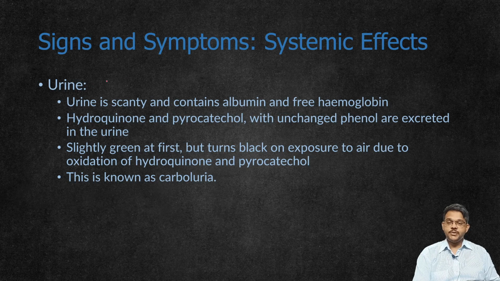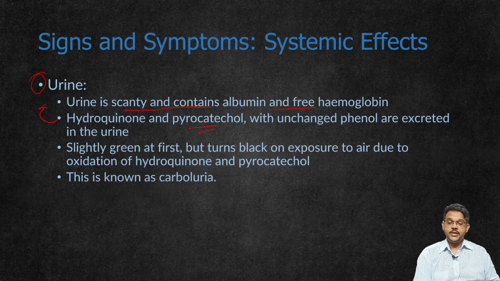Coming to symptoms related to the kidneys, urine is the main route by which phenol is excreted. Urine becomes scanty and contains albumin and free hemoglobin. Since it affects the kidney, the urine starts getting scanty and mainly consists of albumin and free hemoglobin. Hydroquinone and pyrocatechol are excreted in the urine.